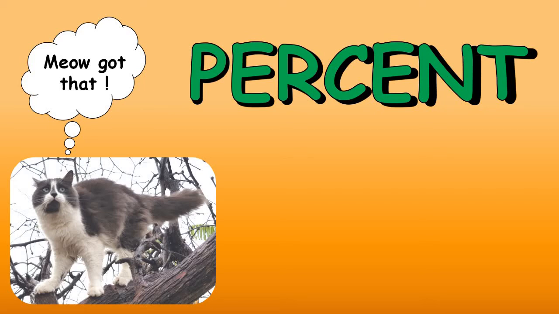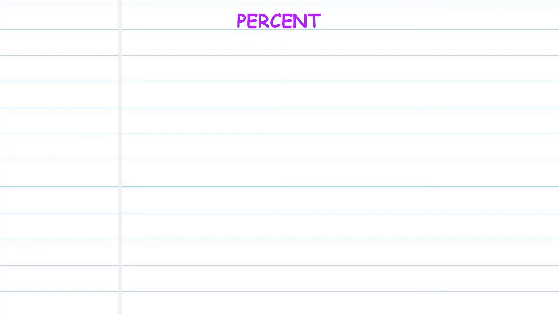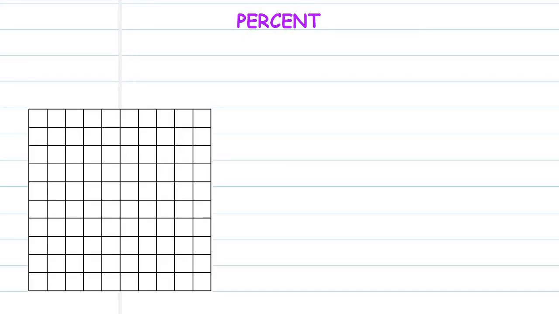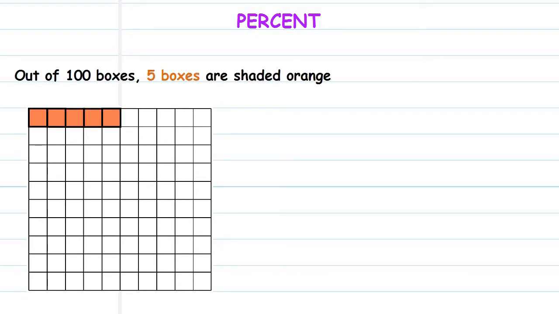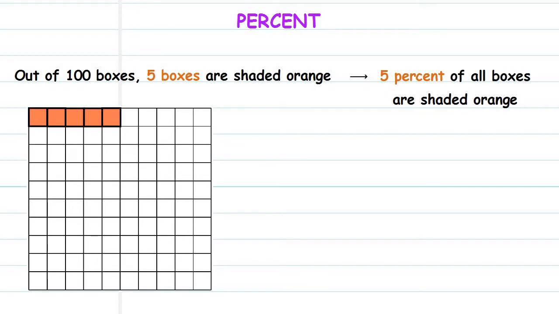This is Simplified Mathematics, and today we will be looking at percent. First, let's try to understand the concept of percent. Let's say we have 100 little boxes here, and we paint 5 of them in orange color. We can say that out of 100 boxes, 5 boxes are shaded orange. Or we can say 5% of all the boxes are shaded orange.